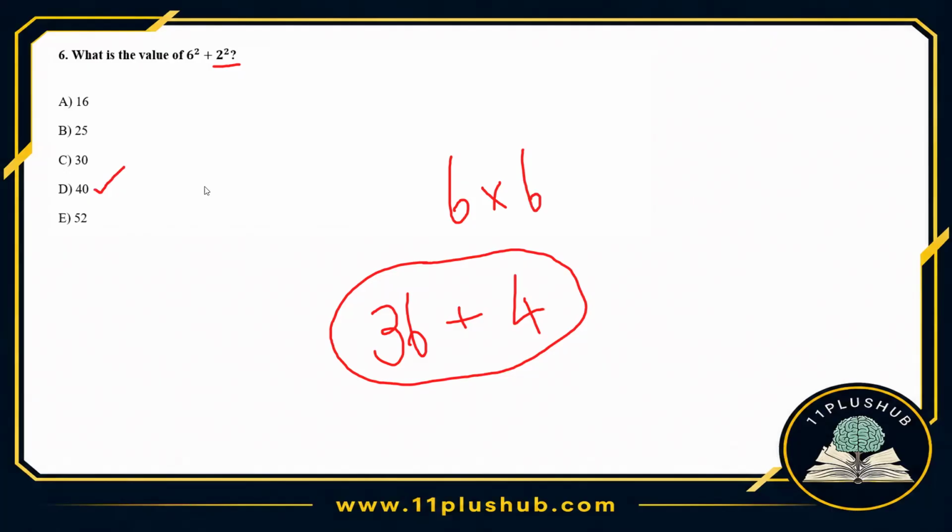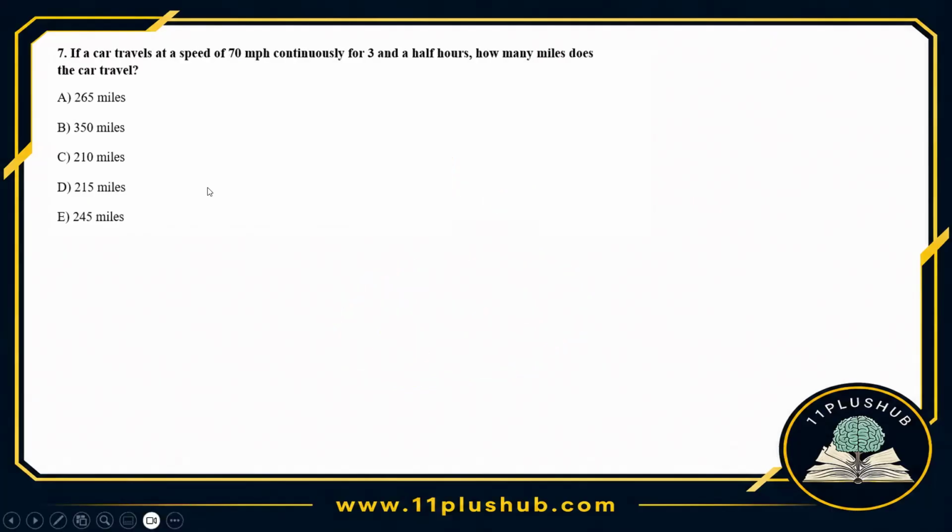Okay, moving on to number 7. If a car travels at a speed of 70 miles per hour continuously for 3.5 hours, how many miles does the car travel? Okay, right, so let's work out firstly.